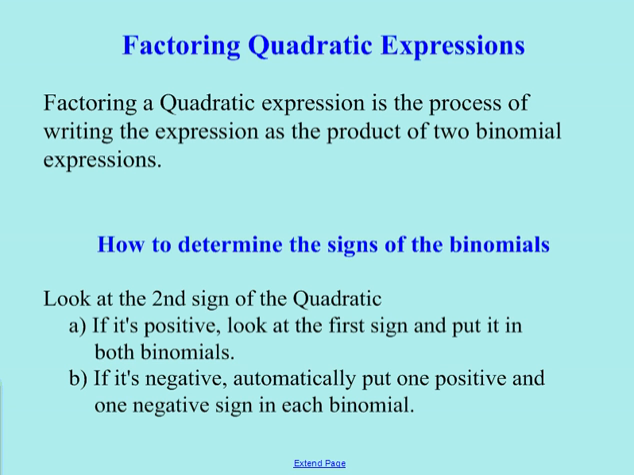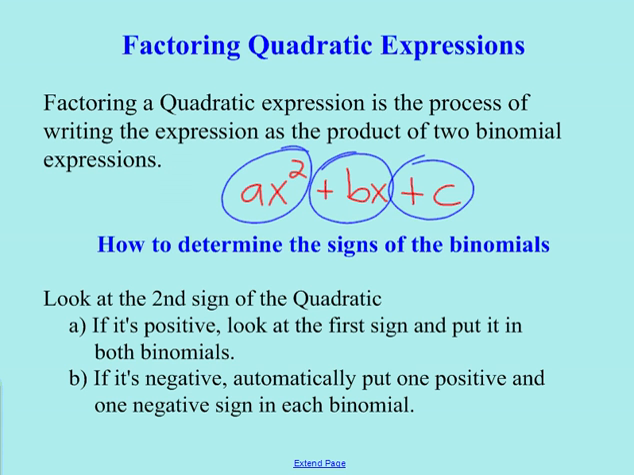So first, let's review a quadratic. You'll probably remember that a quadratic is any expression that has an exponent of 2 in it as its greatest exponent. So ax squared plus bx plus c is not only a trinomial because it has 3 terms, 1, 2, 3, but it's also what we call a quadratic expression because the largest exponent is a 2.